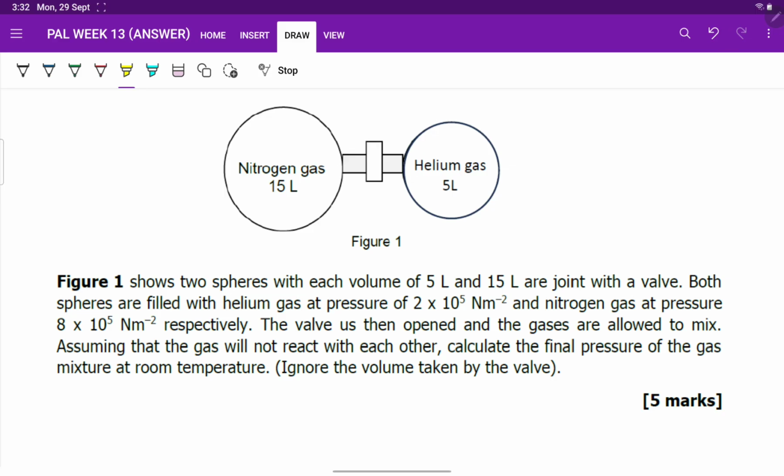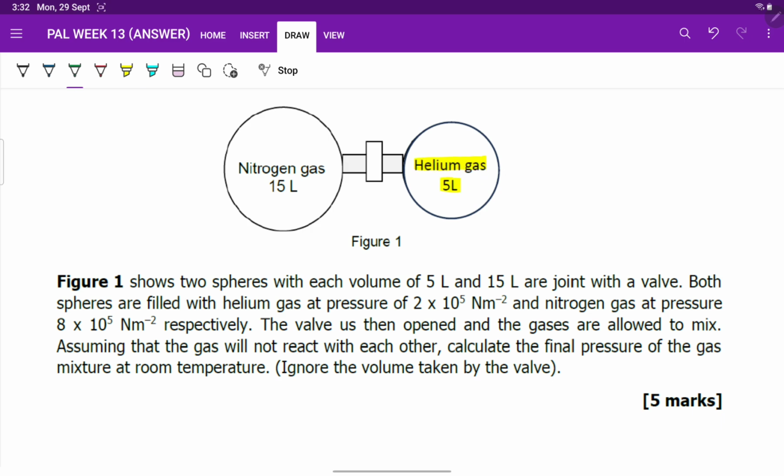So in this question, we have a figure. Figure 1 shows two spheres with volumes of 5 liter and 15 liter joined with a valve. Both spheres are filled with helium gas at pressure 2 times 10 to the power of 5 Newton per meter squared. Okay, so we have helium gas over here, 5 liter.